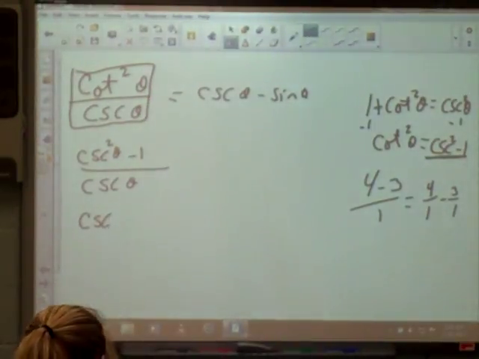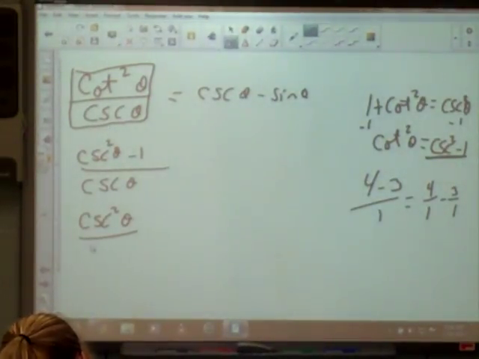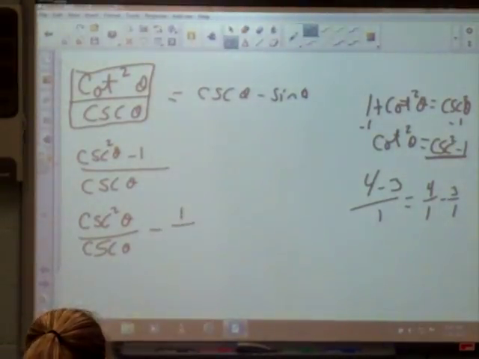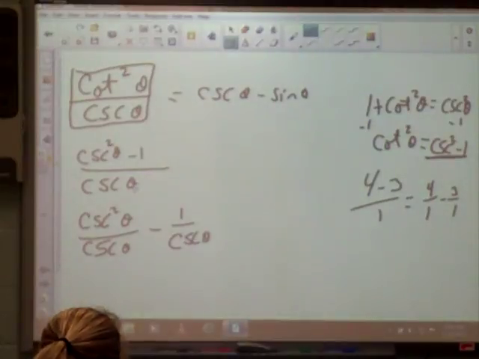So I'm going to have cosecant squared theta over cosecant theta. Then I'm going to have minus 1 over cosecant theta. That means the same thing.